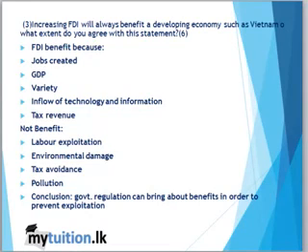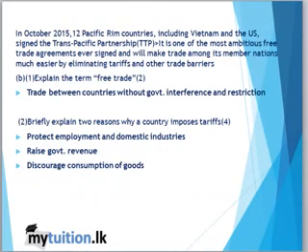their existence. Next. In 2015, 12 Pacific Rim countries, including Vietnam and the US, signed the Trans-Pacific Partnership. It is one of the most ambitious free trade agreements ever signed and will make trade among its member nations much easier by eliminating tariffs and other trade barriers.